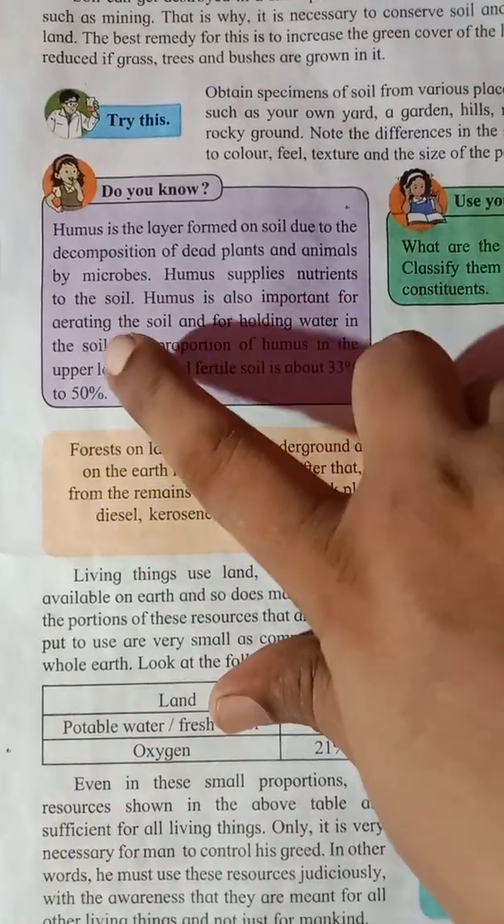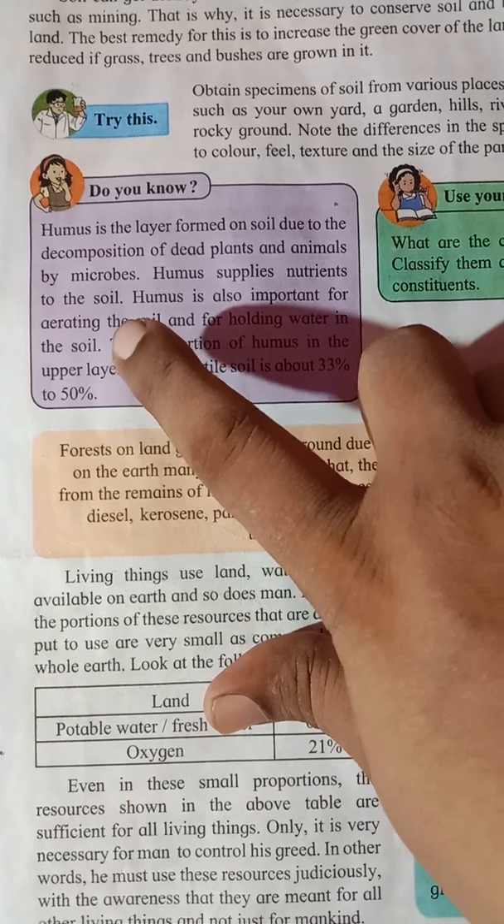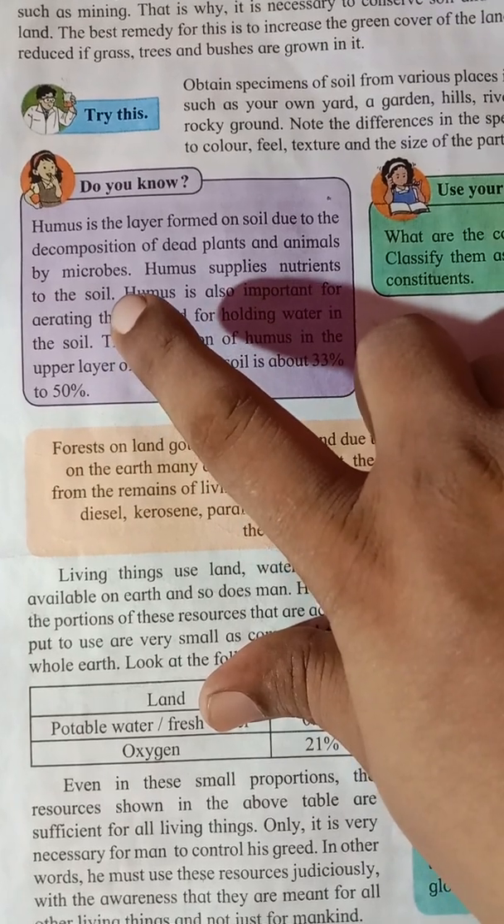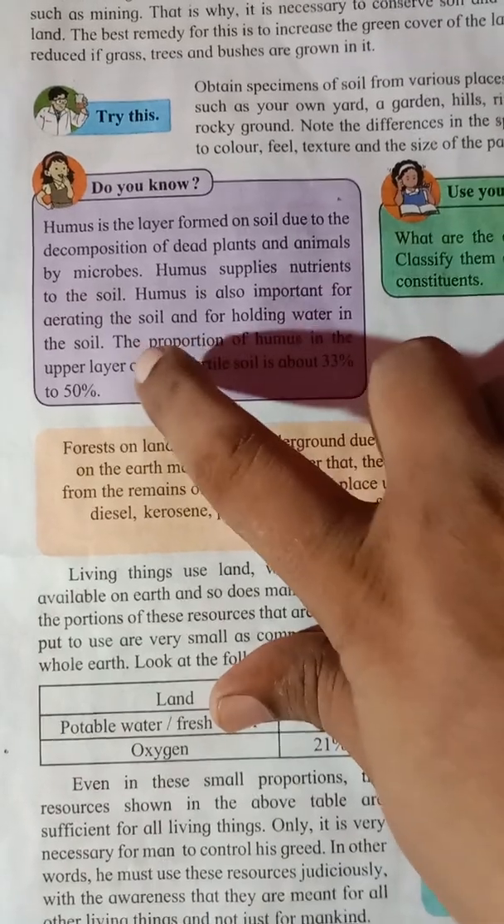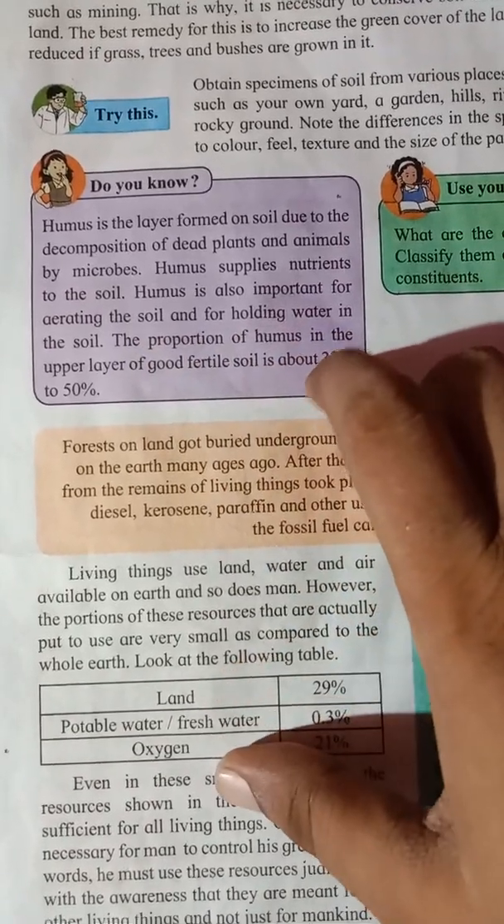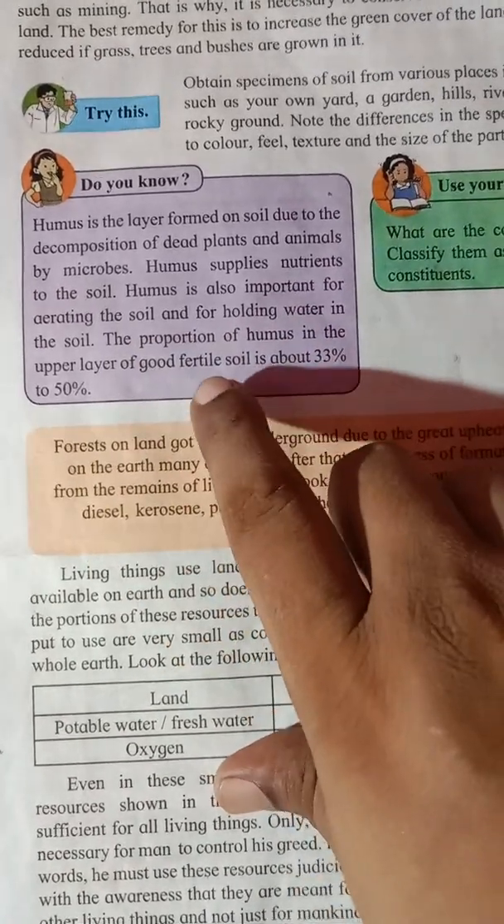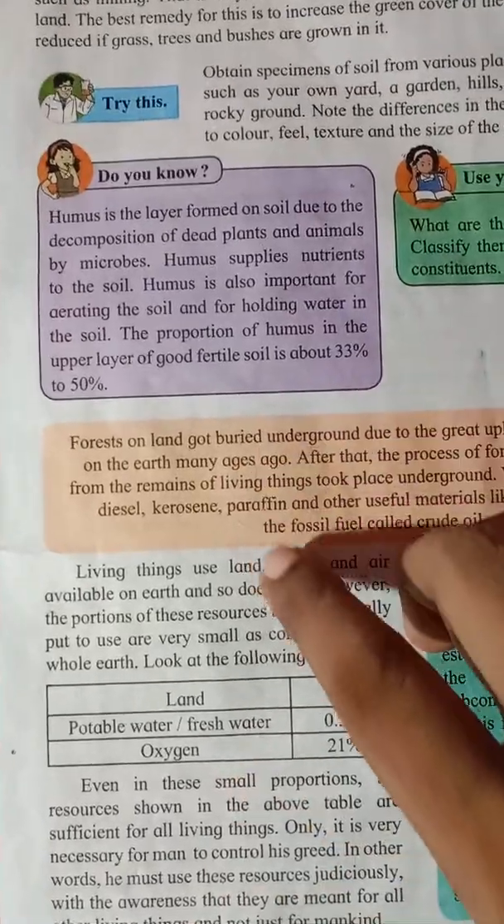Humus is also important for aerating the soil and for holding water in the soil. The proportion of humus in the upper layer of good fertile soil is about 33 to 50%.